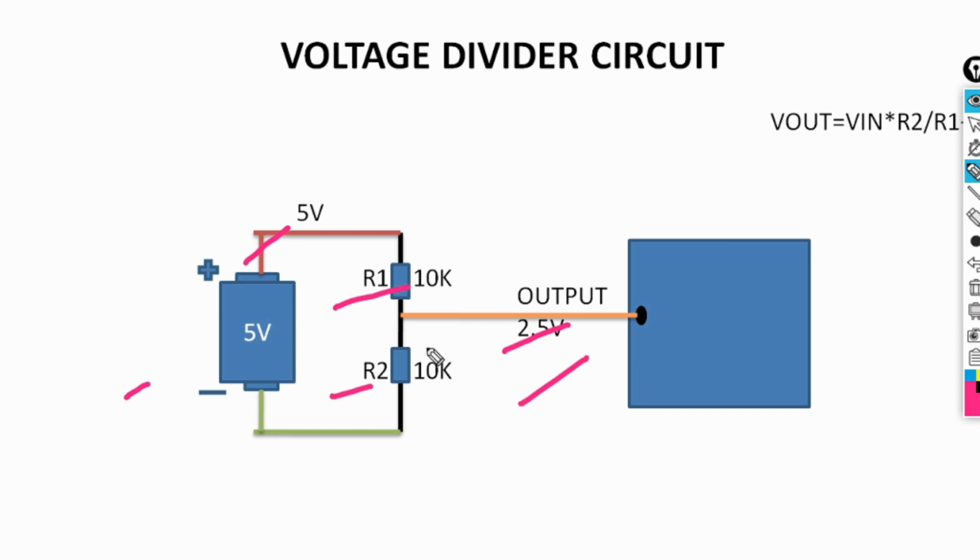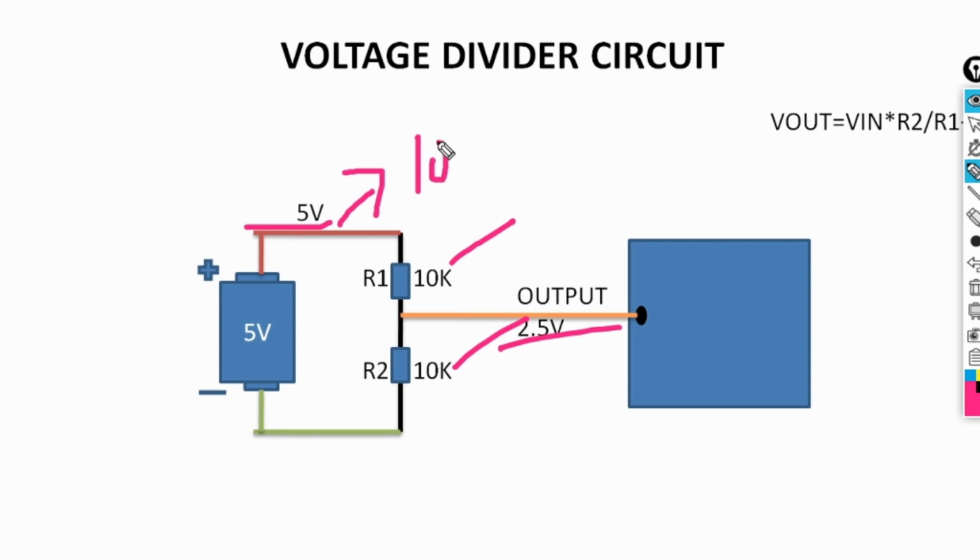For a divider circuit, the minimum value of resistance is in kilo ohms, right? Number two, if both resistances have the same value, in my case in front of you both resistances have 10k value, the output will be half of whatever the input voltage is. A simple formula. If I increase the input voltage from 5 volts to, suppose, 10 volts, the output will automatically be half. Now the output will be 5 volts.